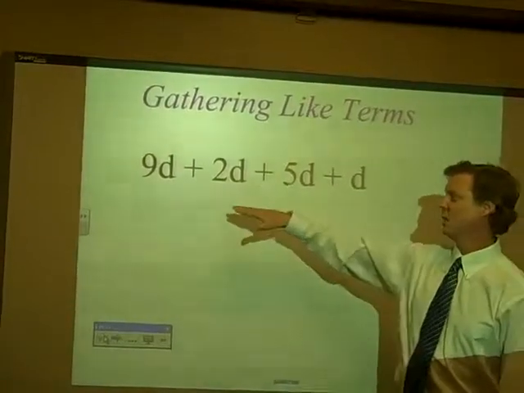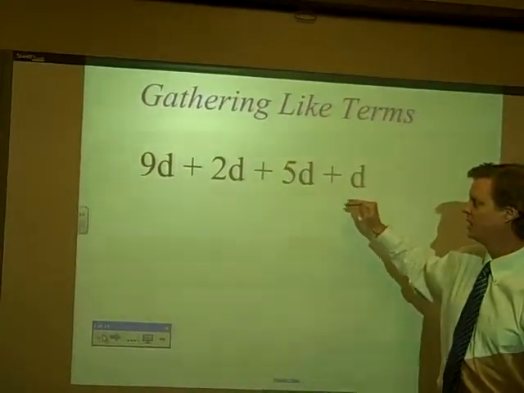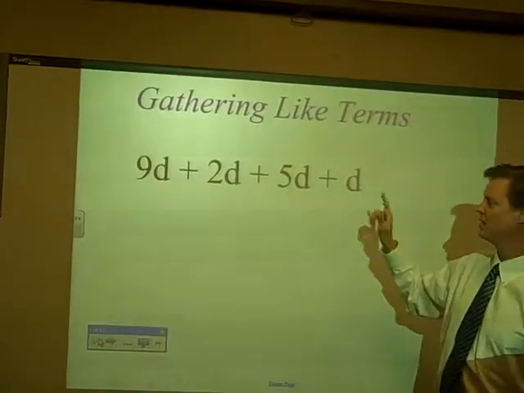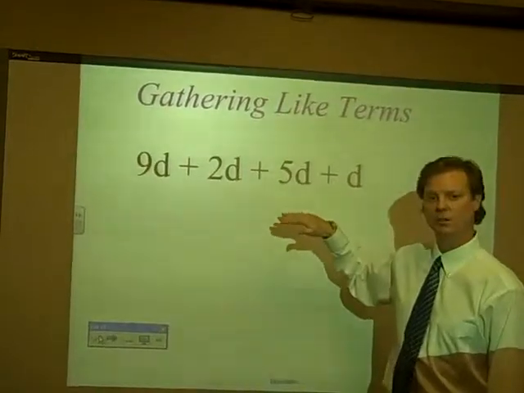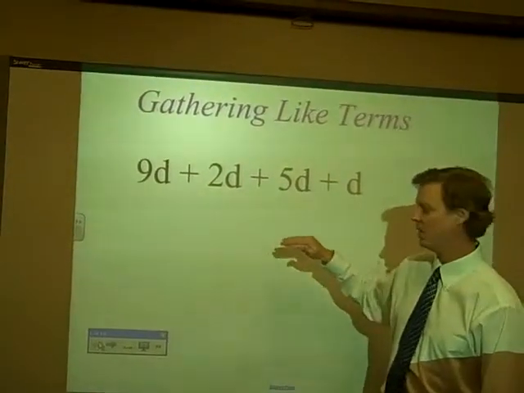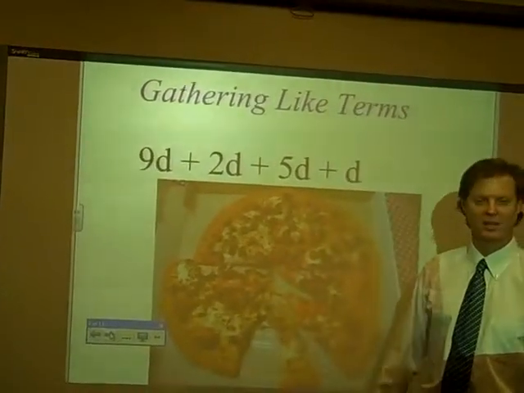So let's see, you add this up together, 9d, 2d, 5d, and 1d. And what do you get? $16, $17. So as you gather the like terms, these you can actually add together. And it turns out that you and your friend do have enough money in your pockets to get a pizza.